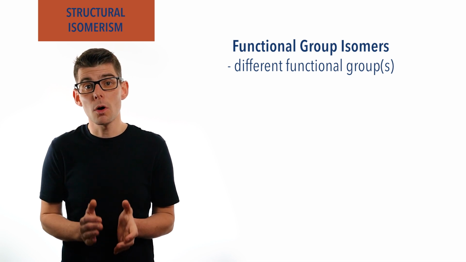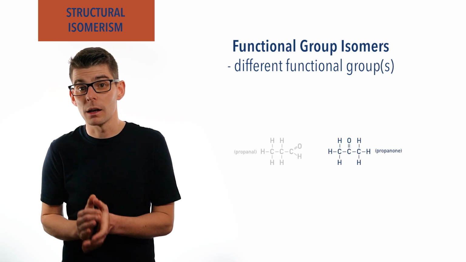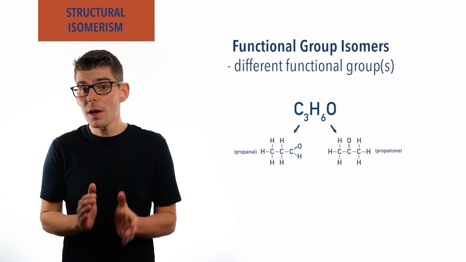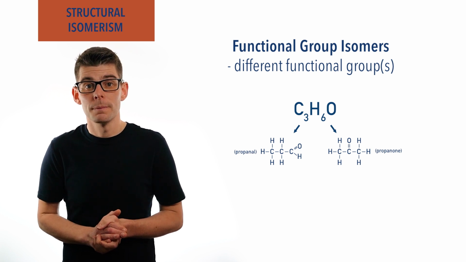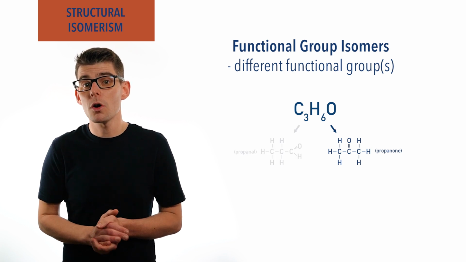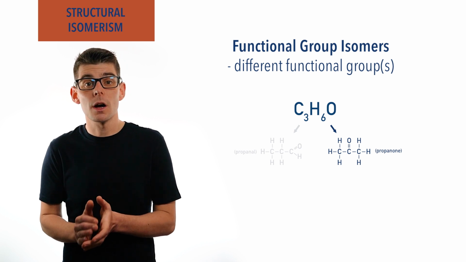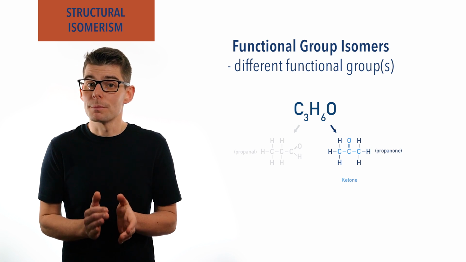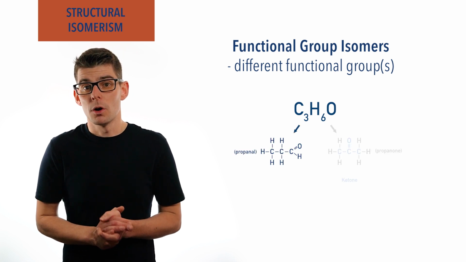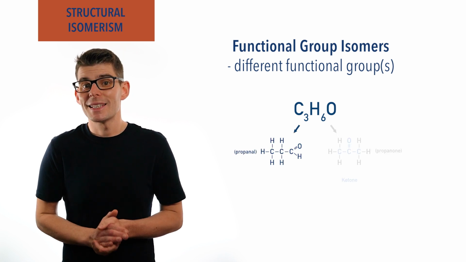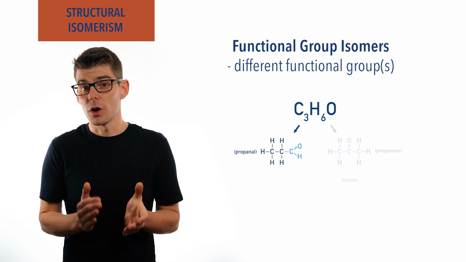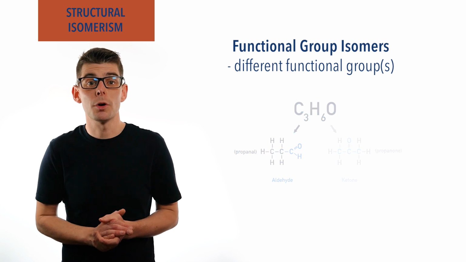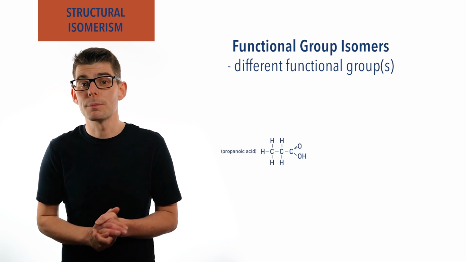For example, the molecules propanone and propanal both have the molecular formula C3H6O. However, each has a different functional group. In propanone, there is a carbon-oxygen double bond in the middle of the carbon backbone. This gives a functional group of a ketone, whereas in propanal there is also a carbon-oxygen double bond. However, this time it is at the end of the backbone, giving a functional group of an aldehyde. A more complex example would be something like propanoic acid and 3-hydroxypropanal.